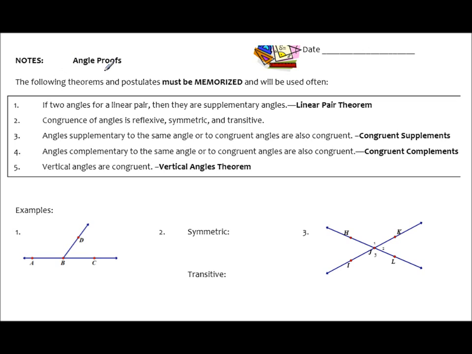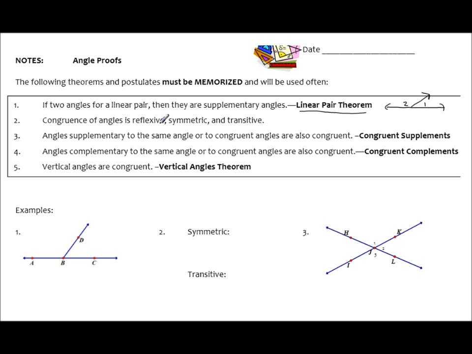For angle proofs, we're going to have many definitions and theorems that we're going to use, and they'll be sorted and organized in a two-column proof. The first one is that if you have two angles that form a linear pair, then they are supplementary. That's your linear pair theorem. So if you have two angles that form a linear pair, such as 1 and 2, we would say that they are supplementary.